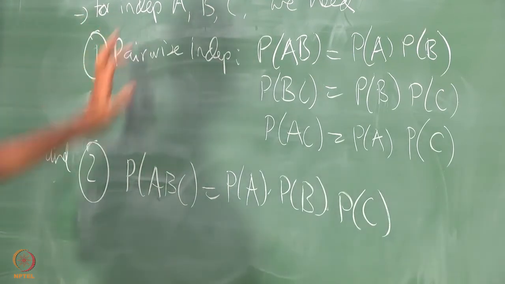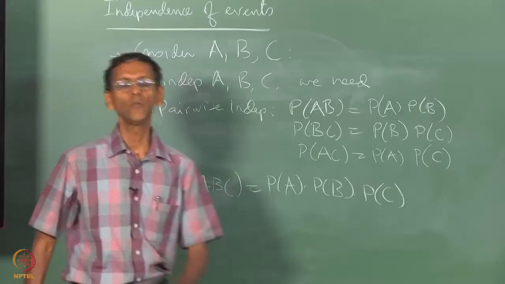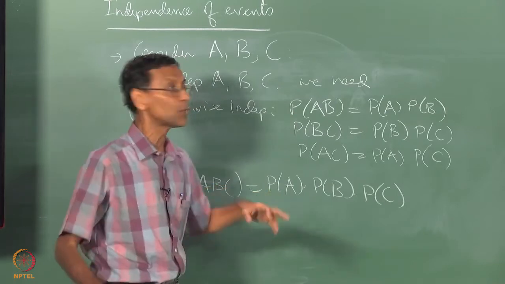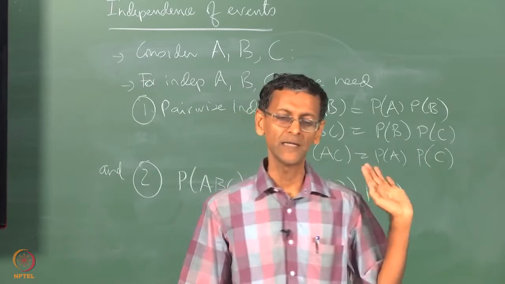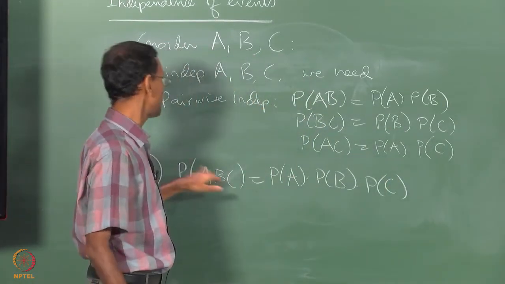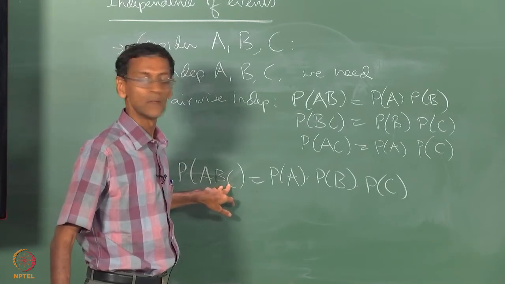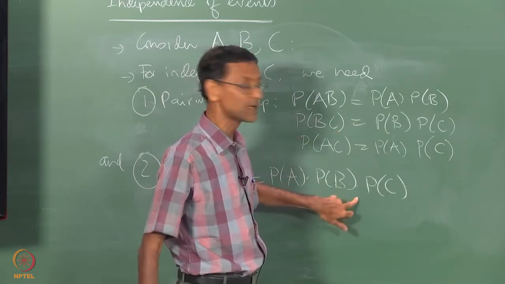Why are both needed? So basically, we have 4 conditions now, 1, 2, 3, 4. Why do we need this one? All 4 conditions are needed if you want A to be independent of B union C. Say for example, from this you can clearly see that A must be independent of B and C, because P of B into P of C is P of BC by this condition here, right?